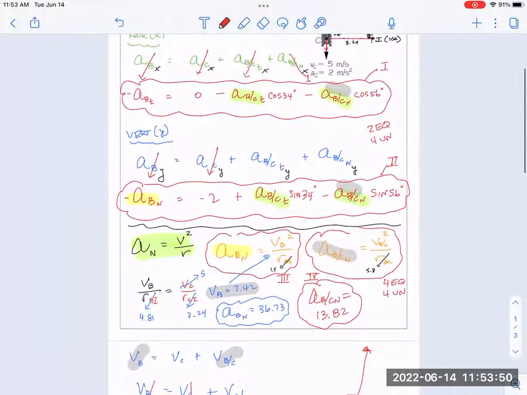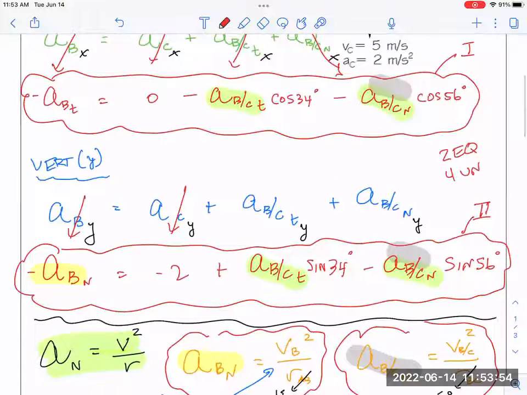I got 13.82. So now, looking back at my original two equations for unknowns, I just literally figured out, I didn't find brand new equations, fortunately. I actually found literal constants for these three. I found this number right here, and I found this one, which is both places, right?